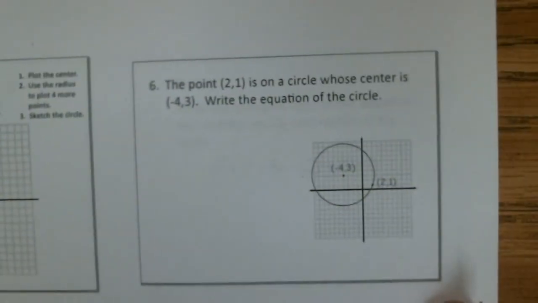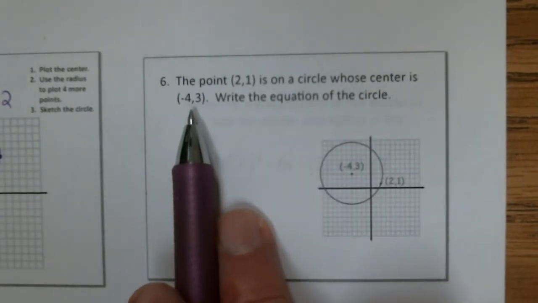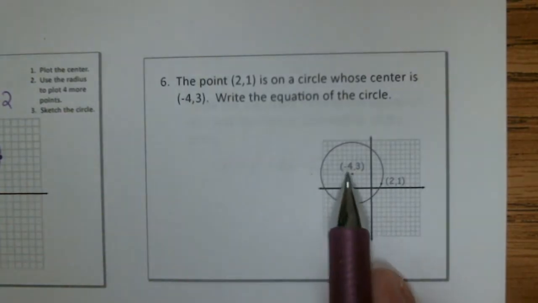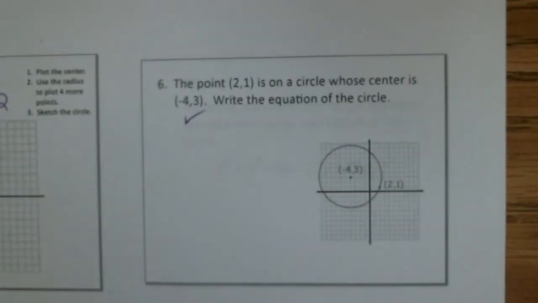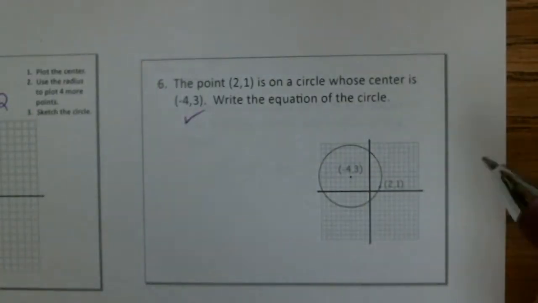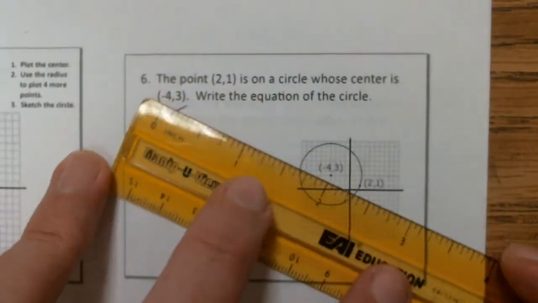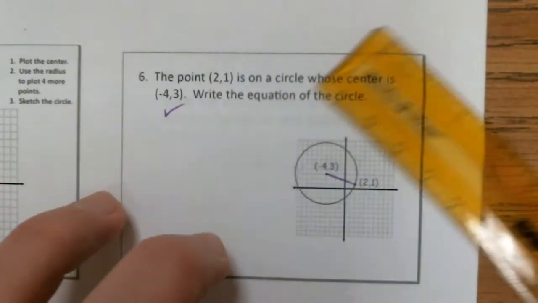Next one, number 6. It says 0, 1 is on a circle whose center is -4, 3. Write the equation of the circle. So there are 2 points. I need the center and I need the radius. They give me the center. Got that, check. How do I find the radius? I need the distance between the 2 points. This is my radius.